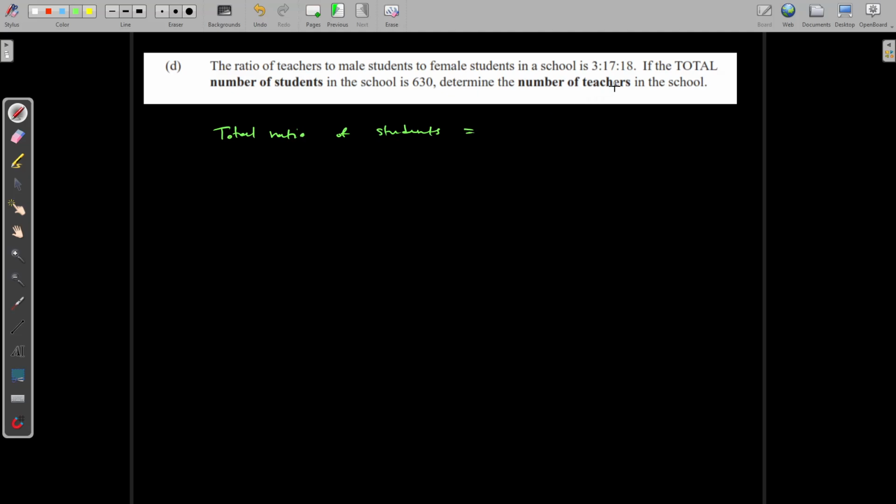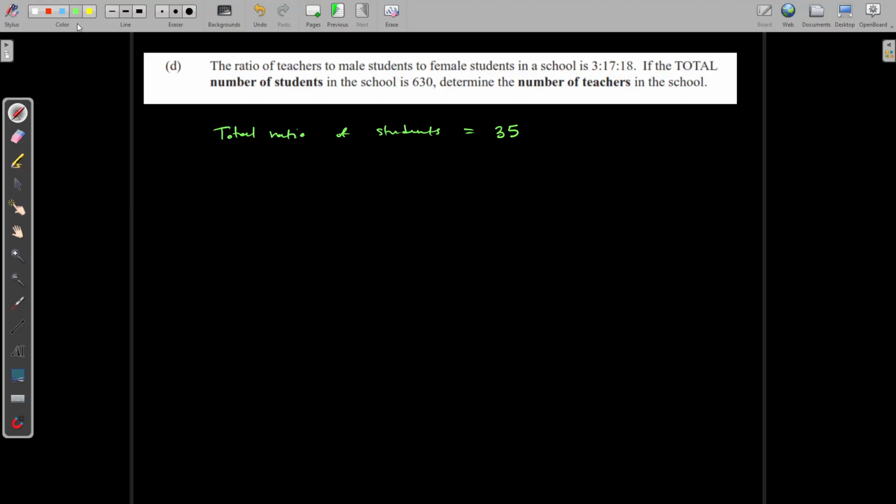So the total ratio for the students would be what? So 17 parts here, so 18 parts here, so 30, 35. So the total ratio of students is 35. That doesn't mean we have 35 students, you know. 35 parts. So 17 parts out of this would represent the males, 18 parts would represent the females.